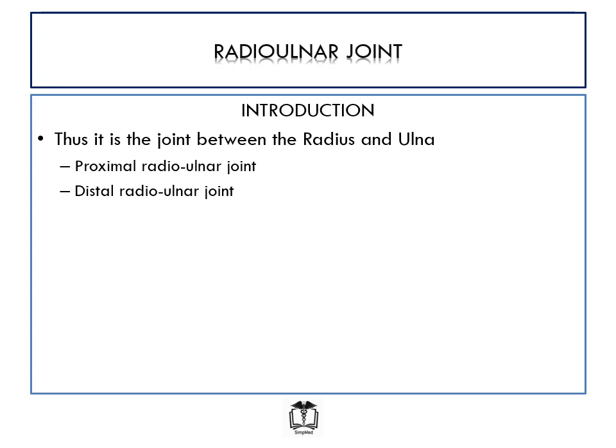We have two types of radioulnar joints. There's a proximal radioulnar joint, found proximally very close to the humerus, and there's a distal radioulnar joint found distally very close to the hand. So the proximal radioulnar joint is in close proximity to the elbow joint. The distal radioulnar joint is in close proximity to the wrist joint.